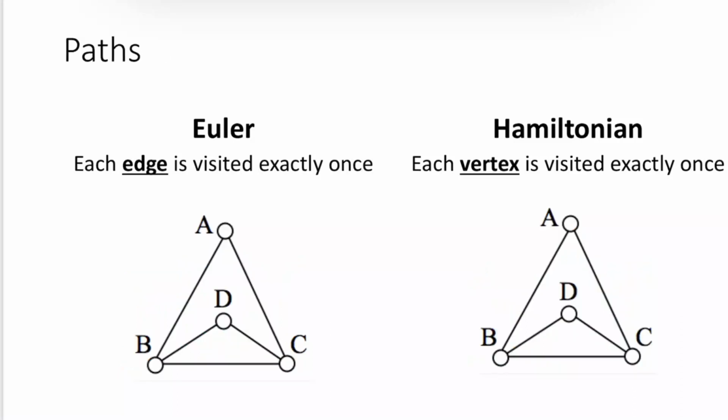And paths are very similar, but the difference is that your starting and ending point don't have to be in the same spot. So with an Euler path, you could cover each edge exactly once, but end up at vertex C, even though you started at vertex B. And with a Hamiltonian path, you're going to start at whatever vertex you want to start at, and you're going to visit each vertex exactly once. Even if you don't cover all the edges, that's fine, because with Hamiltonian paths, you only have to visit each vertex exactly once.